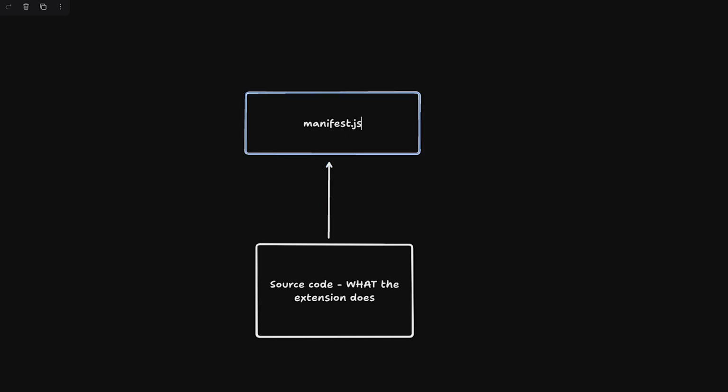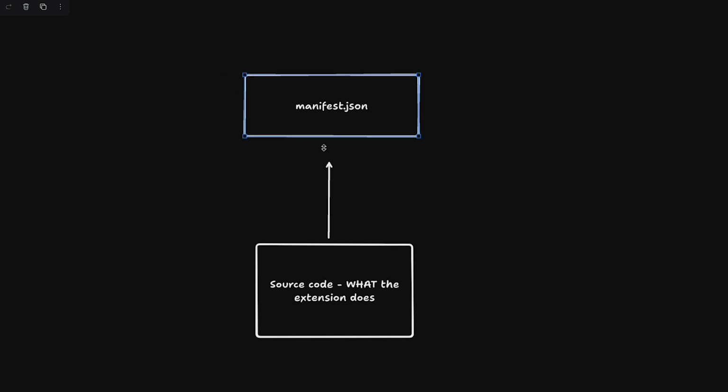So how Chrome extensions fundamentally work is, of course, they have source code, which is like how the extension works or what the extension does, right? But on top of this, there is a file called manifest.json, which exists in every single Chrome extension, right? This file is like a metadata file for your extension itself, like how your extension is supposed to behave, what sort of APIs it has access to.